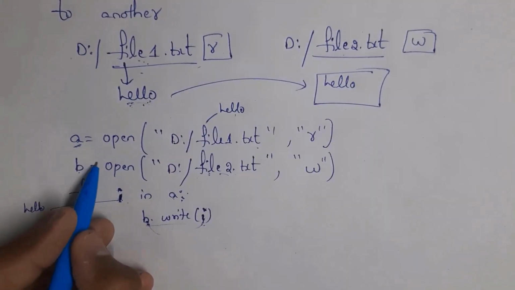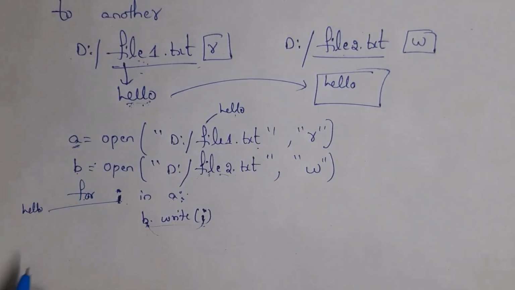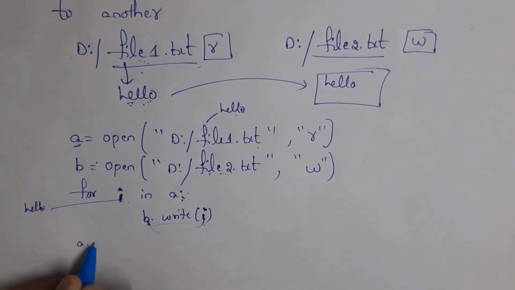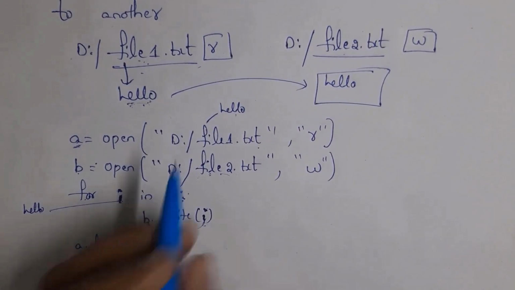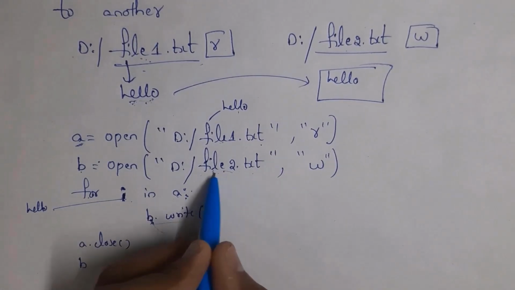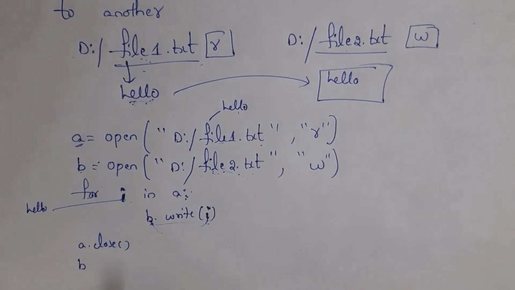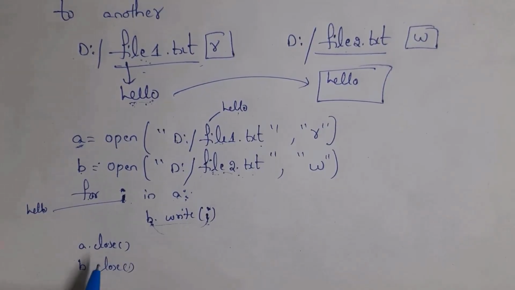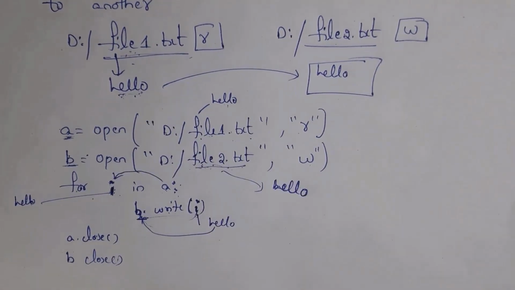We opened two files, so at last we need to close these two files. So write a dot close. That is nothing but we are closing file1. And similarly we are closing file2. File2 is present in object B, so write here b dot close. We close these two files. This is the program in order to copy text from one file to another file.